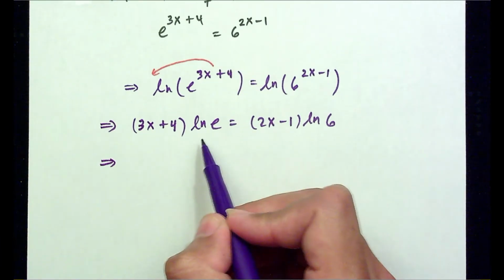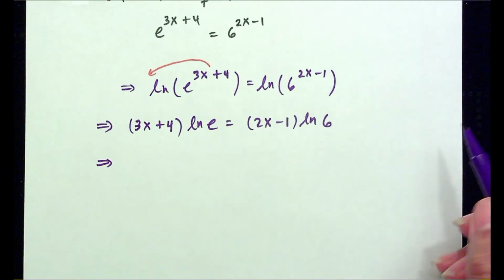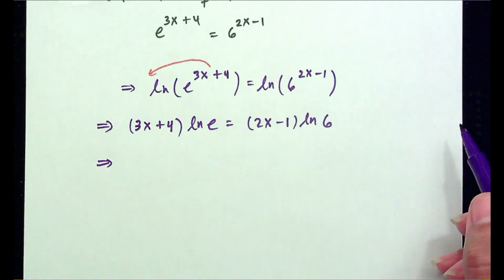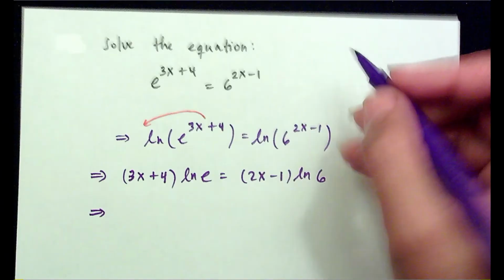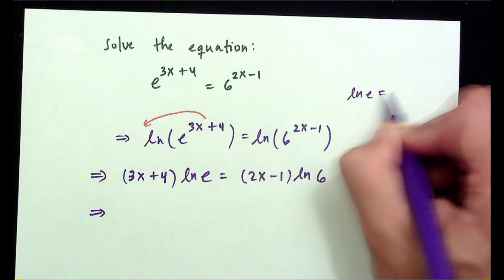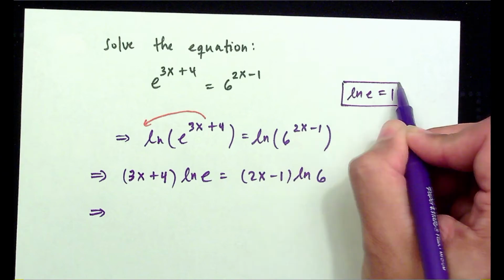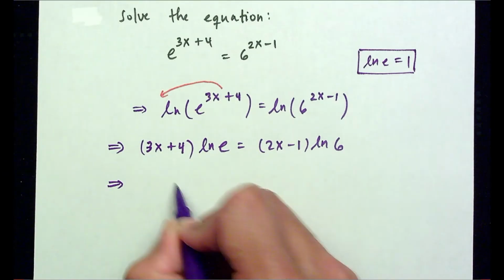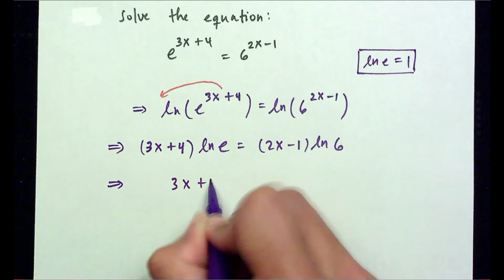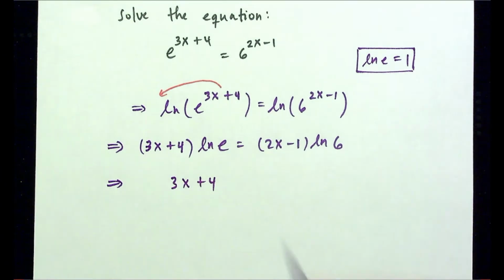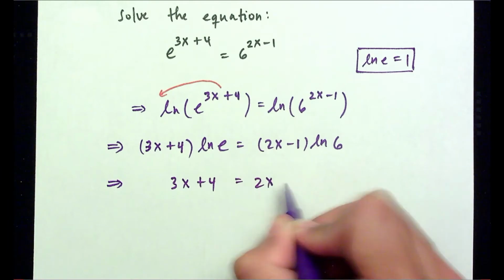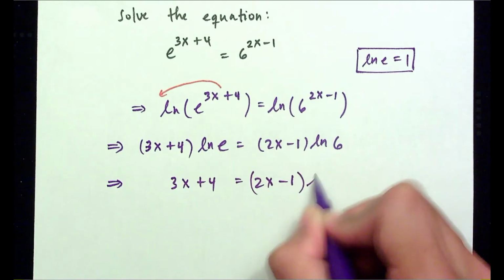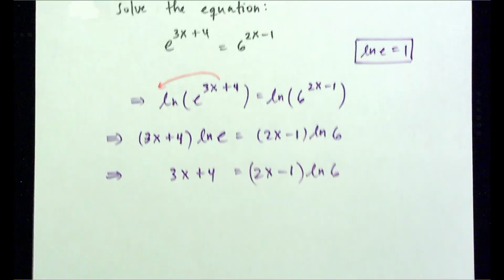Now ln of e is 1. So you need to remember that. Ln of e is 1. So using that, this is just 1. So the left-hand side would be just 3x plus 4, which equals 2x minus 1 times ln of 6.